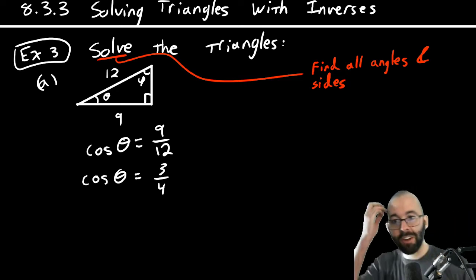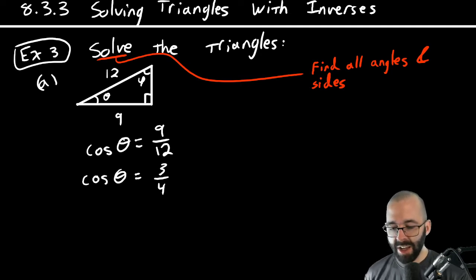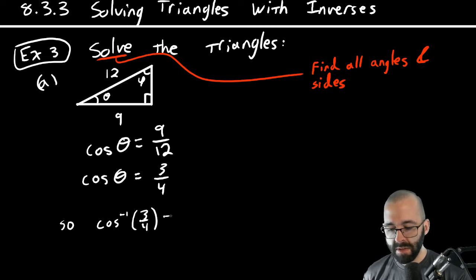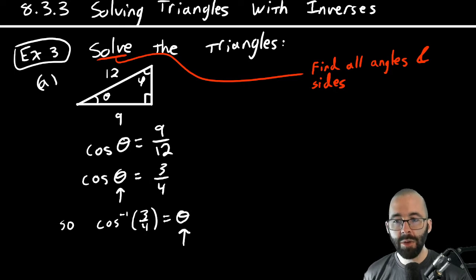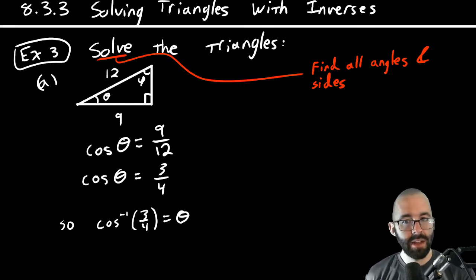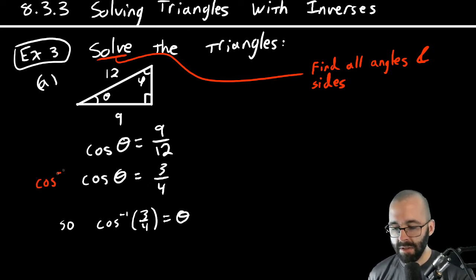Let's use an inverse trig function, right? If cosine of theta is equal to 3/4, then the inverse cosine of 3/4 equals theta. And that goes back to the first video, right? The input of cosine becomes the output of inverse cosine, and the output of cosine becomes the input of inverse cosine. Another way that you can think about this is you can take the inverse cosine of both sides.